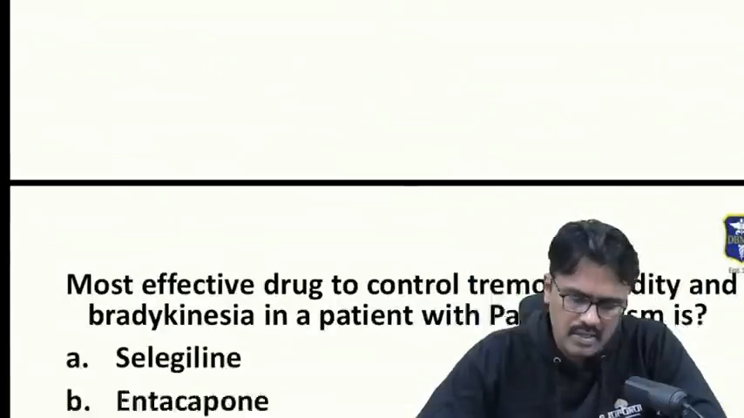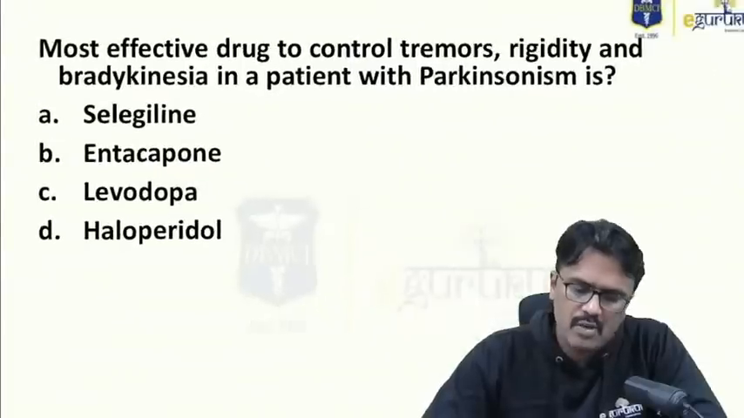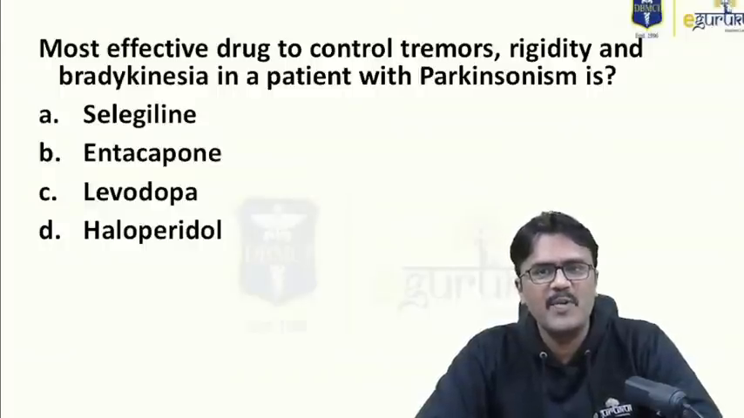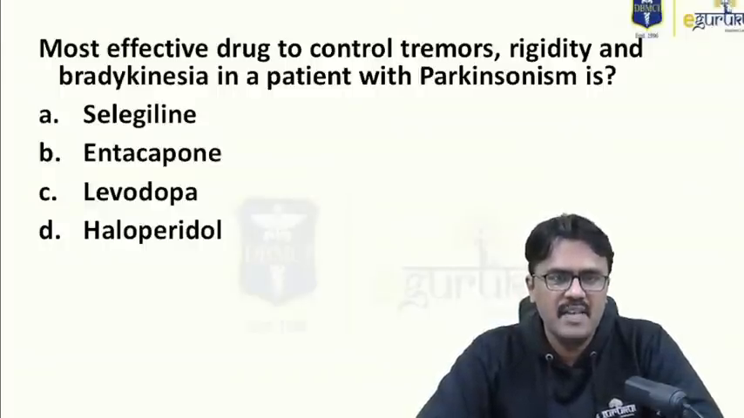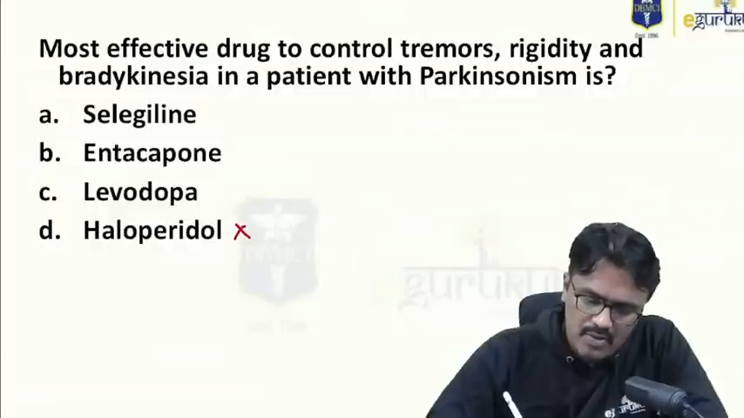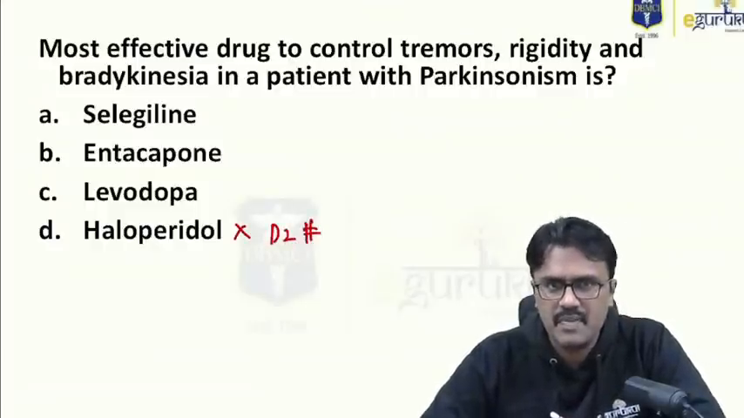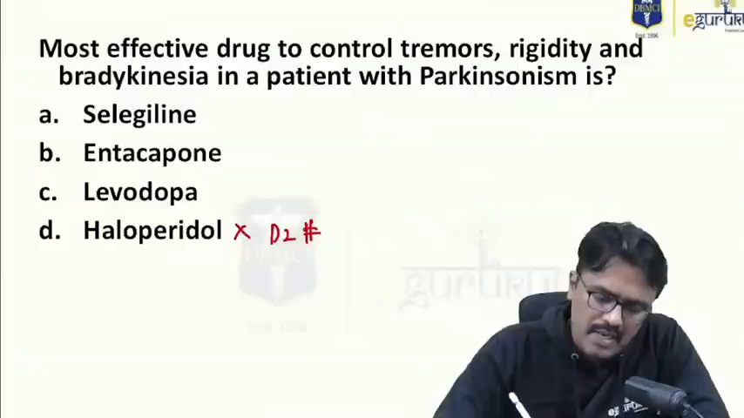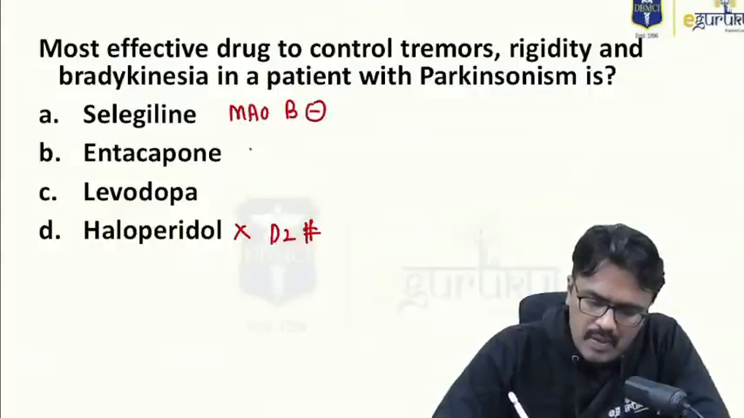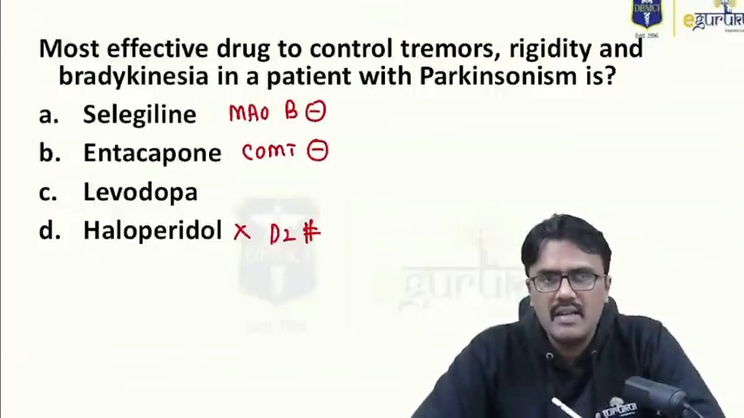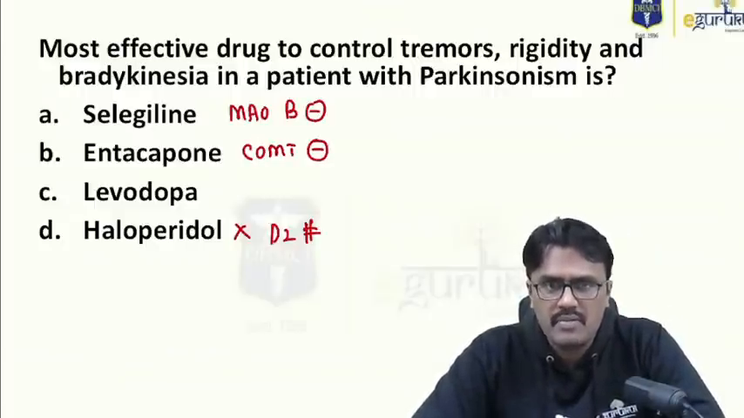Yes, Pranay, you are right. Most effective drug to control tremors, rigidity, and bradykinesia in a patient with Parkinson disease. So how many of you have written this? Obviously, haloperidol cannot be used at all because it's a D2 blocker and it will worsen Parkinson disease. Now we are left with selegiline. It's a MAO-B inhibitor, and entacapone is a COMT inhibitor. Selegiline has been shown to produce some neuroprotective effect.